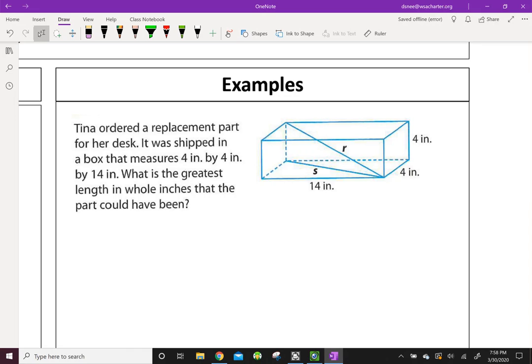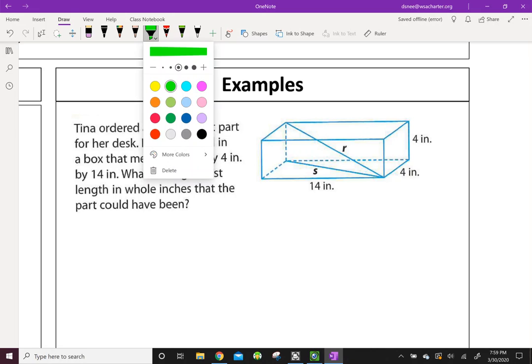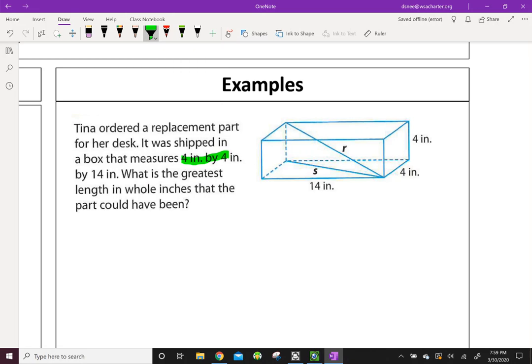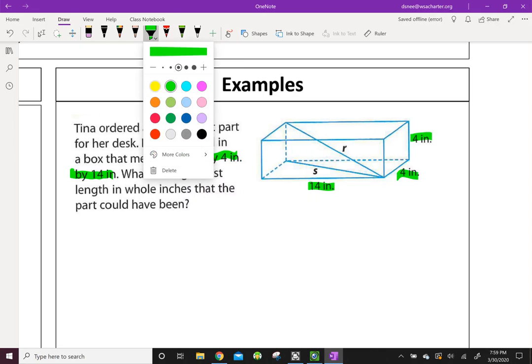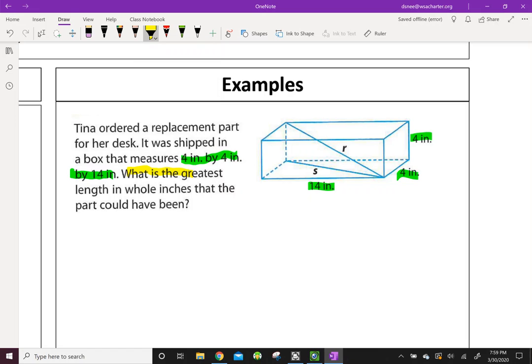Tina ordered a replacement part for her desk. It was shipped in a box that measures 4 inches by 4 inches by 14 inches. All right, so these are the dimensions of the box. So I have the length and the height and the width. And I want to know the greatest length in whole inches that the part could have been. So that's what I'm being asked. How long could the part be? Read it until you understand it.